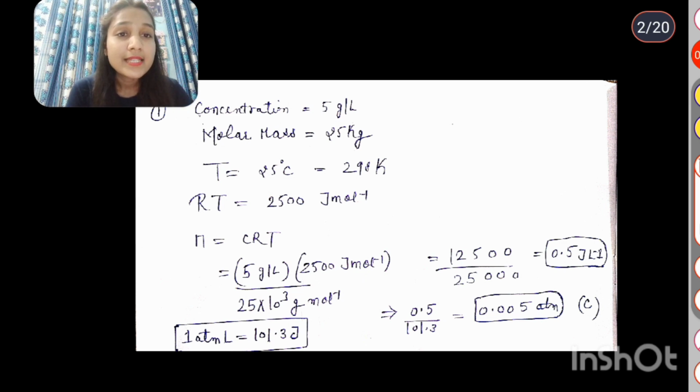So here concentration is gram per liter. If you want to convert gram per liter into mole per liter, for this you will divide by the molar mass. Molar mass is 25 kg, but here you will convert it into grams. So 25 into 10^3 gram per mole, and multiply with the value of RT, 2500 joule per mole. After calculating, we have 0.5 joule per liter, and we know 1 atmosphere liter is equal to 101.3 joule. So after converting the units, we get the answer 0.005 atmosphere.